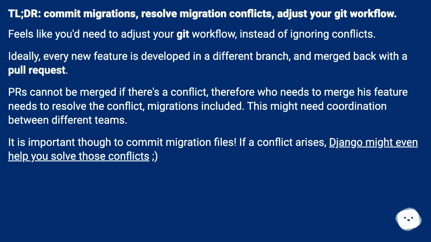TLDR: commit migrations, resolve migration conflicts, adjust your Git workflow. Feels like you'd need to adjust your Git workflow, instead of ignoring conflicts. Ideally, every new feature is developed in a different branch, and merged back with a pull request. PRs cannot be merged if there's a conflict, therefore whoever needs to merge his feature needs to resolve the conflict, migrations included. This might need coordination between different teams. It is important though to commit migration files. If a conflict arises, Django might even help you solve those conflicts.